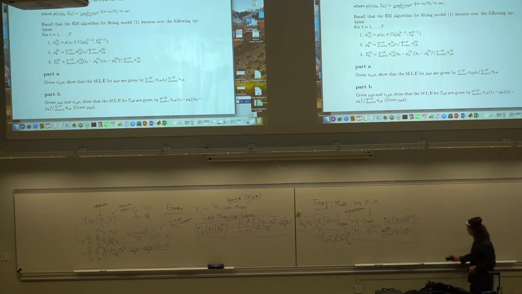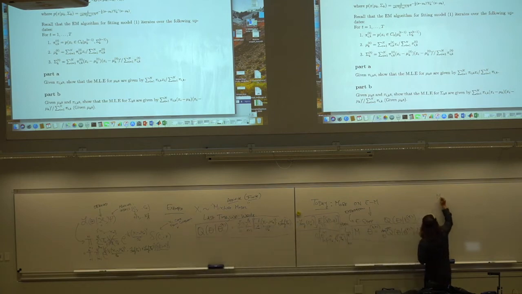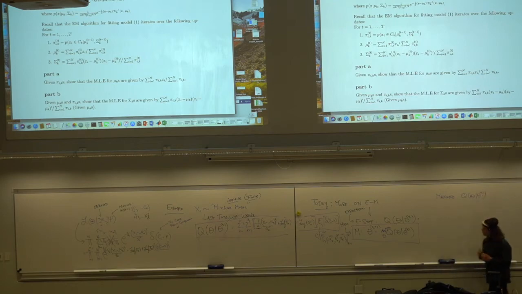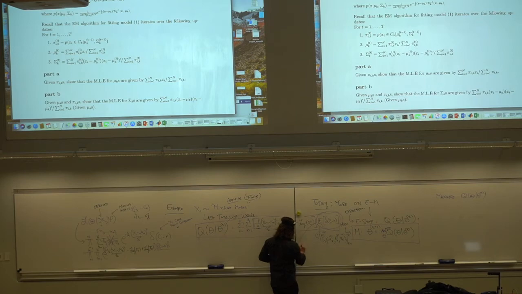So, let me just show you. So I wanted to take the maximum of this thing right here. So what we're going to do is we're going to maximize the expectation of an indicator. We went through this last time. This is the probability that xi came from component k.